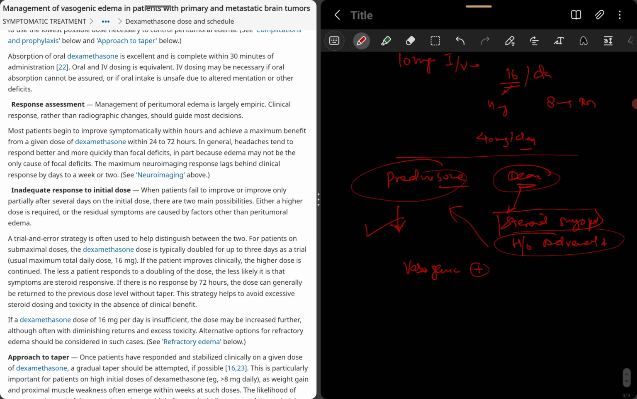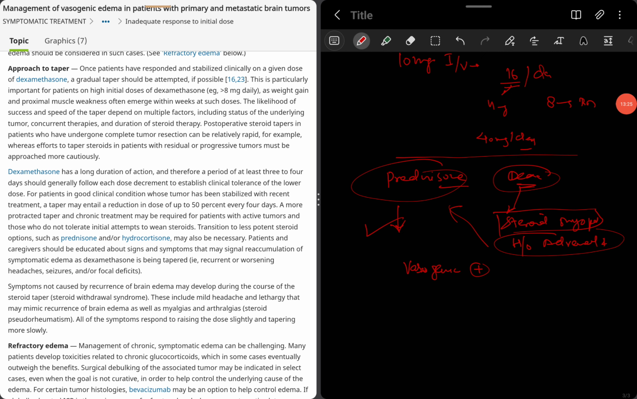Note which symptoms improve better or quickly with this initiation of dexamethasone. Headache. Headache tends to respond better and more quickly than focal deficits. Why? Because these focal deficits may be due to other causes as well. You have to try to taper the steroids, especially in patients who are on high doses, like greater than 8 mg daily. Otherwise, it will lead to proximal muscle weakness, and weight gain can occur.